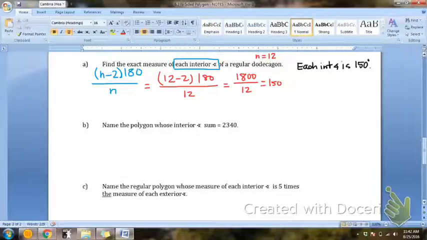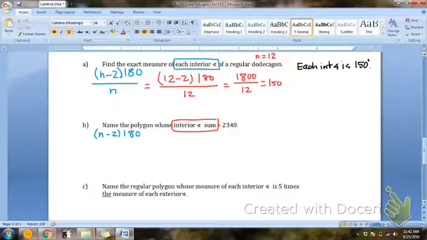Okay, part B says name the polygon whose interior angle sum is 2,340. So now they're actually giving you the final answer and you have to work backwards. So we are trying to find interior angle sum. So how do we figure out how much the angles add up to be? What do we have to do first, always? N minus 2. Then what do we do with the number of triangles? Always multiply that by 180.